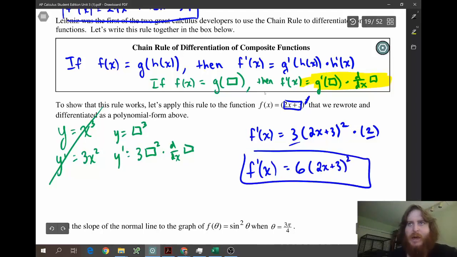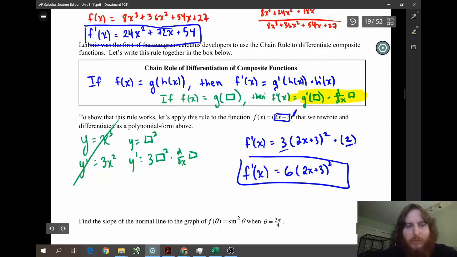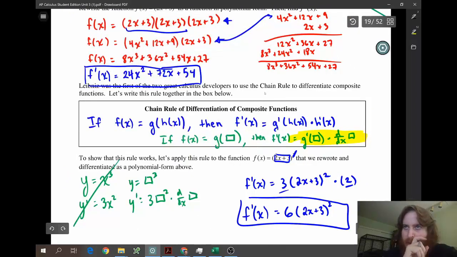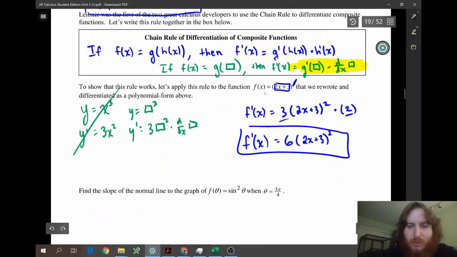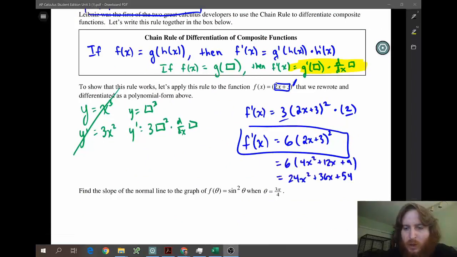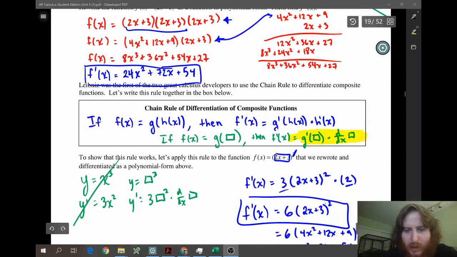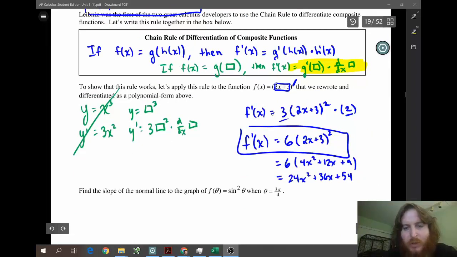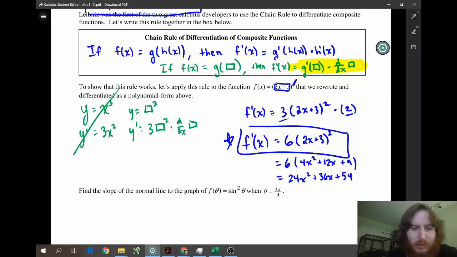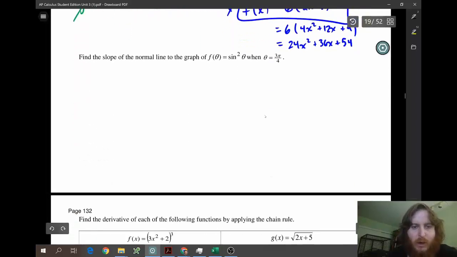Now, that doesn't quite look like what we have up here, but just to prove it really quickly, we could expand it. So if we expanded it using the shortcut, we get 6 times 4x squared plus 12x plus 9, distribute the 6, and now they do match up. So the nice thing about chain rule actually is a lot of times it will put it into its most factored form for you, which is nice. Okay, so let's try one on our own.